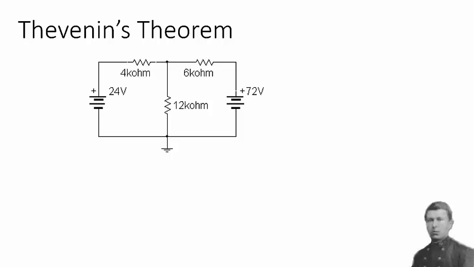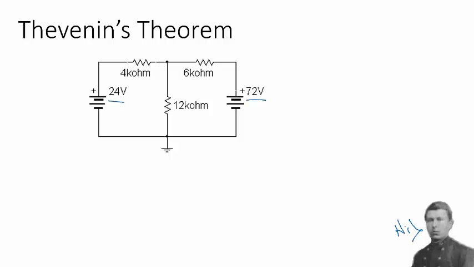This is Thevenin's theorem. And this down here in the corner is a young Thevenin, who was a technician, I believe, for the railroads in Europe, when he realized there was a better method for analyzing circuits that have two sources. So we'll use this one as an example. It has a 24-volt source and a 72-volt source.